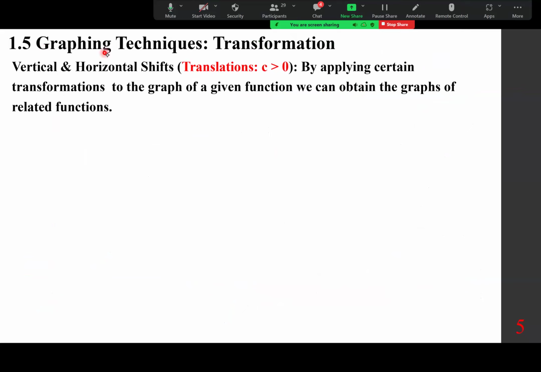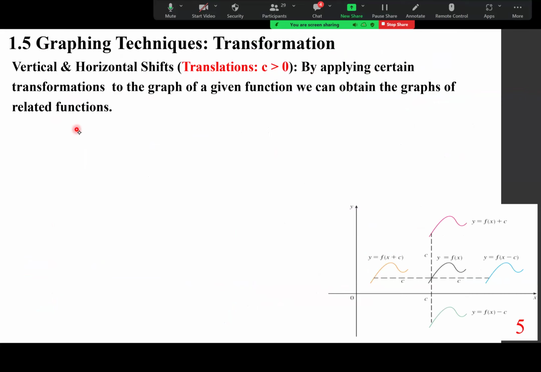Now, graphing techniques, transformations, we're going to touch upon that, making sure we know the concept. Vertical and horizontal shifts or translations, when we are assuming C is a number which is positive, that makes it easier to understand the concept. By applying certain transformations to the graph of a given function, we can obtain the graphs of related functions.